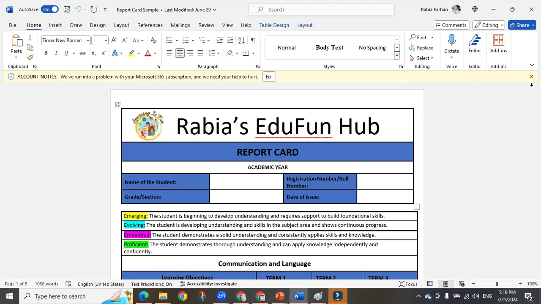Got it? Yes, ma'am. I know it is difficult to change everything on the administration level, but still there are things which we can change, which we can do.